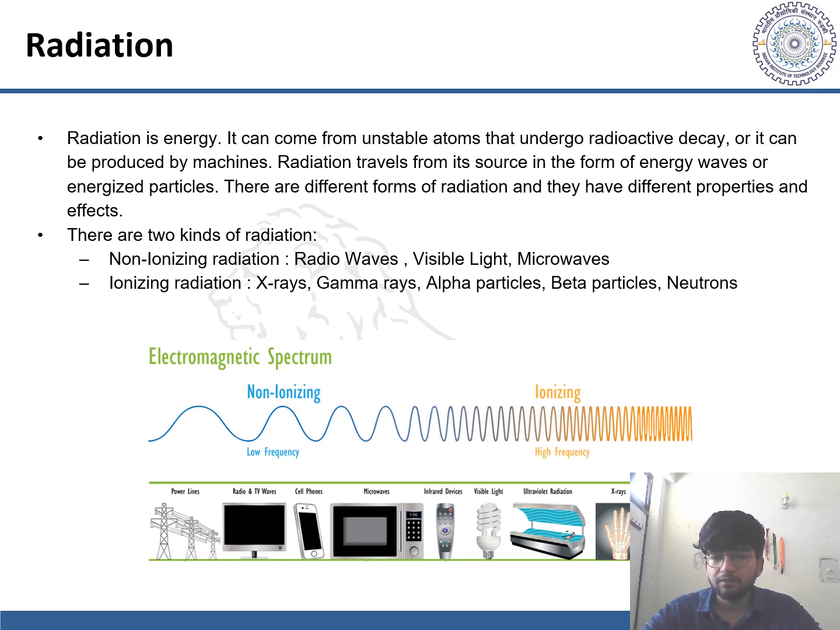There are two kinds of radiations: non-ionizing radiation, whose examples are radio waves, visible light, and microwaves. Non-ionizing radiation has enough energy to move an atom in a molecule or cause them to vibrate, but not enough to remove an electron from atoms. Examples of this kind of radiations are as shown here: the radio waves, visible light, microwaves.